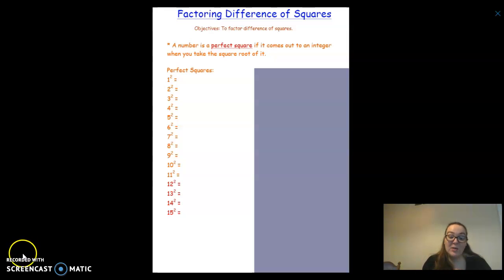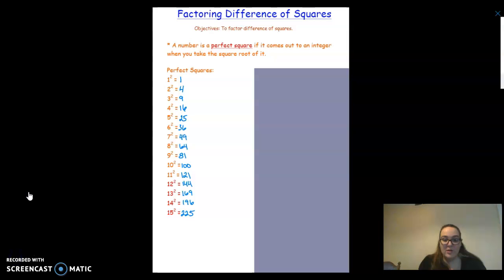So I'm going to pause here and I'm going to let you do that. Alright, so there are those perfect squares from 1 to 15. So the numbers that we would be looking for here in a minute are the 1, 4, 9, 16, 25, those type of numbers. But we did need to know what they were as a perfect square.